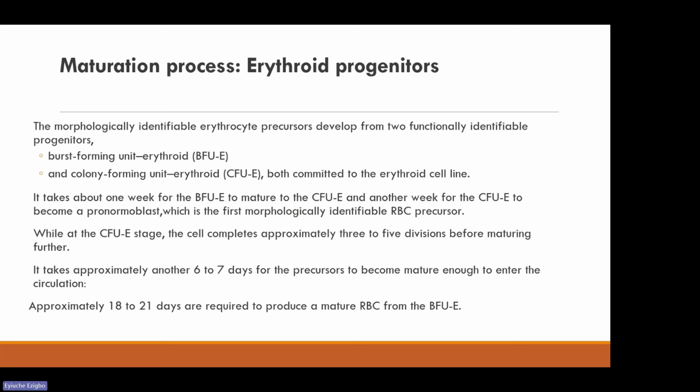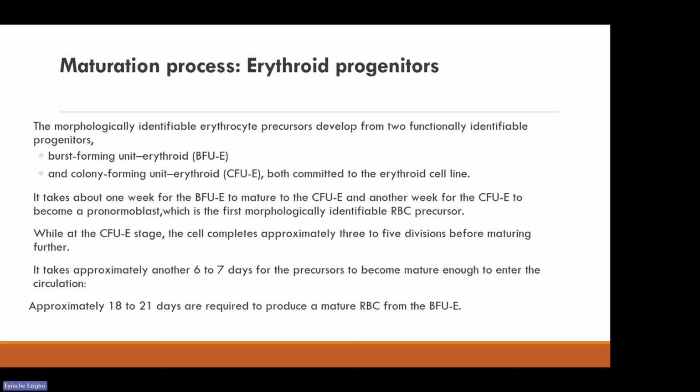So the maturation process of the erythrocyte progenitor cells. We say that the morphologically identifiable erythrocyte precursors develop from two functionally identifiable progenitors. You have to understand this very well. These are the burst-forming unit erythroid and the colony-forming unit erythroid. Both of these cells are committed to the erythroid cell line. That is the most primitive form of cells that can be identified as committed to the formation of erythrocytes.